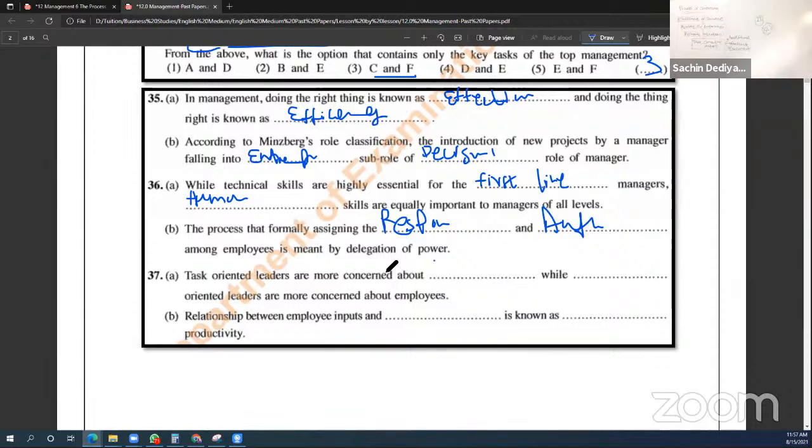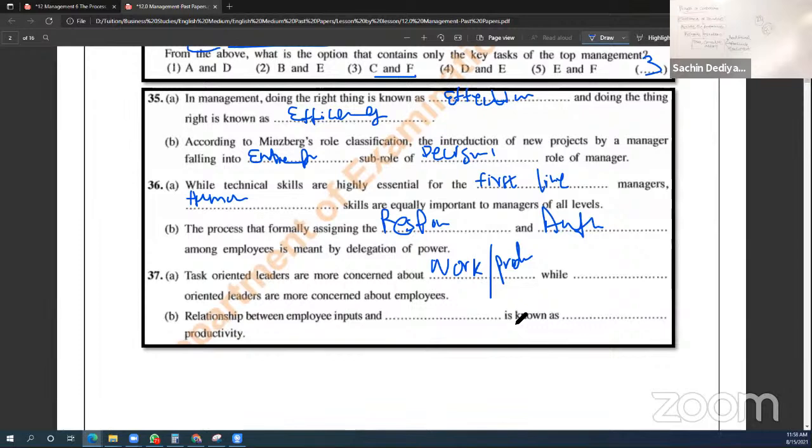Task-oriented leaders. Now you might remember the leaders that we divide on behavior purposes, based on how they give the decision. Most of the time, job-oriented leaders are more concerned about what? There's a blank, and while this blank-oriented leaders are more concerned about employees, correct? So the task-oriented leaders are more concerned about the work, or maybe the production. You can use one of the words.